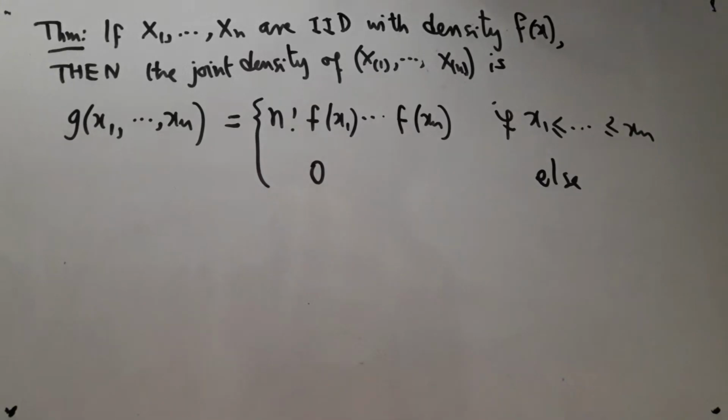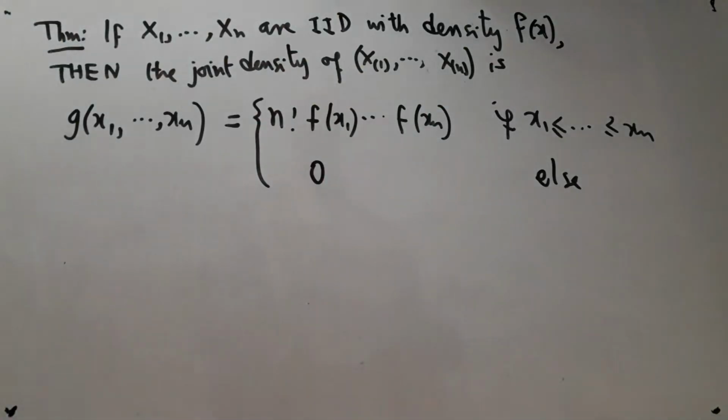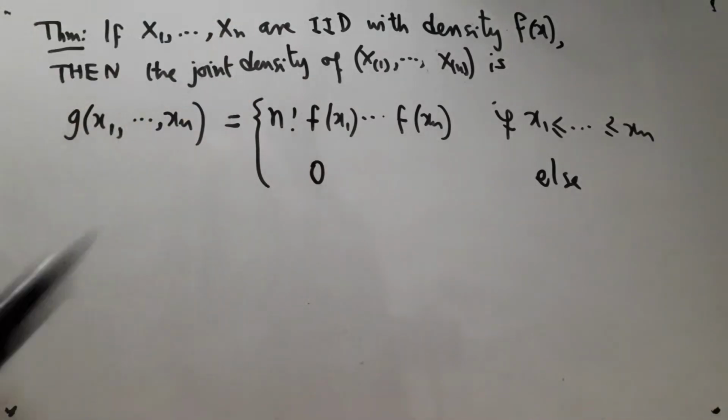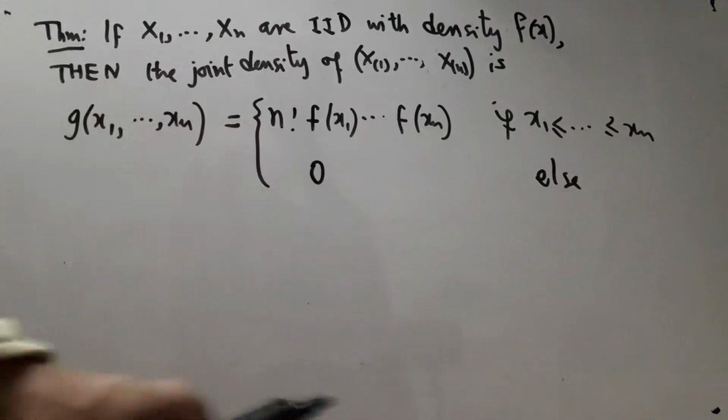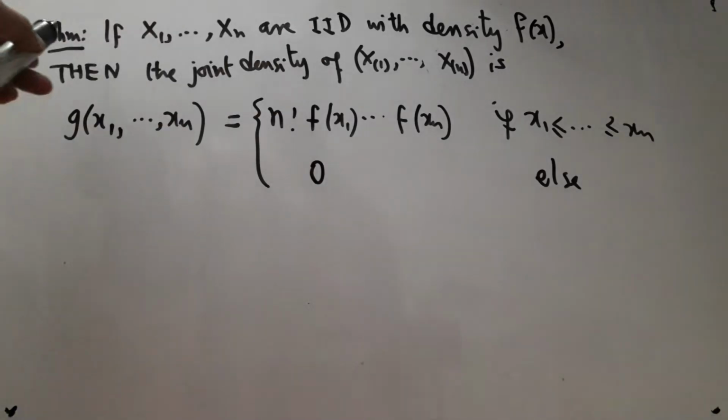So here is the complete theorem. If X1 to Xn are IID with density little f, I do not need any mention of the CDF, then the joint density of X(1) to X(n) is n factorial times the product of all the densities, if x1 is less than x2 and so on up to xn, and 0 otherwise. So it is just like the joint density of X1 to Xn, except that I have n factorial here and I have this condition over here. And it is quite instructive to convince yourself that if I integrate this over all the xi's, then I will indeed get 1.